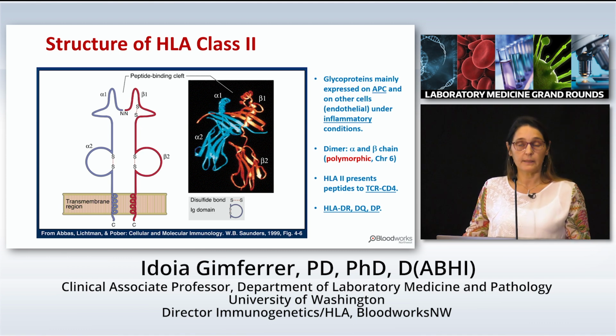It's a dimer of alpha and beta chains, both polymorphic, both on chromosome 6. And HLA Class II presents peptides to the CD4 T cells. There are three different types: HLA-DR, HLA-DQ, and HLA-DP.